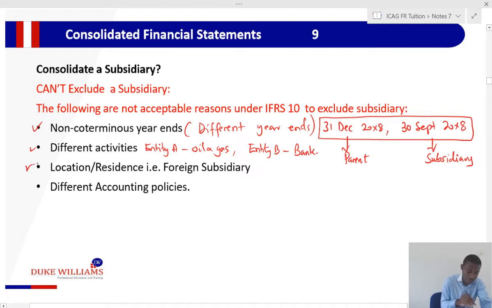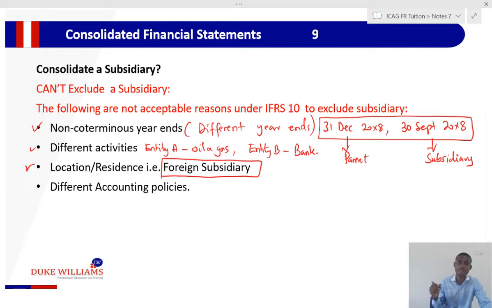Now the next one is where the subsidiary is located in a foreign country. So a foreign country means that we have a foreign subsidiary. And even if the foreign subsidiary uses what we call foreign currency, there are provisions in IAS 21 which guide A on how it would go about consolidating B. So we say that there should be a translation of the accounts of B into the currency of A before A would consolidate.